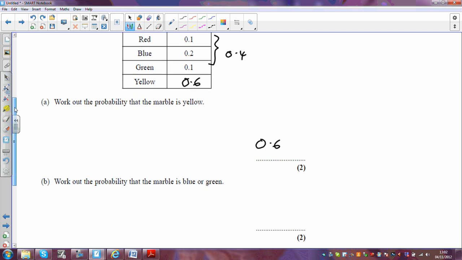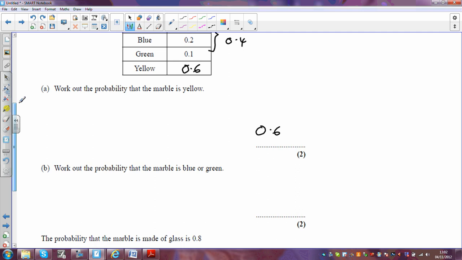Okay, it now says what's the probability that the marble is blue or green? Well, we can see from the table blue and green are 0.2 and 0.1. Whenever we see the word or, it means add the probabilities. So we do 0.2 plus 0.1, which is going to give us 0.3.